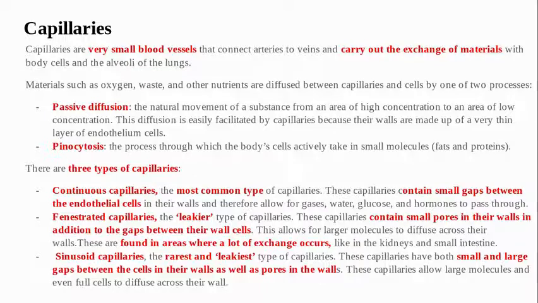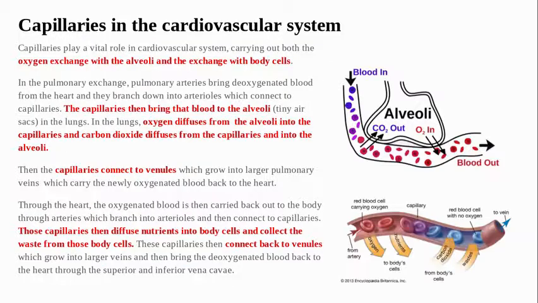And then there are the sinusoid capillaries, which are the rarest and leakiest type of capillaries because they have big and small gaps between their cells, and they also have pores in the walls. And so these capillaries allow for large molecules and even full cells to diffuse across.